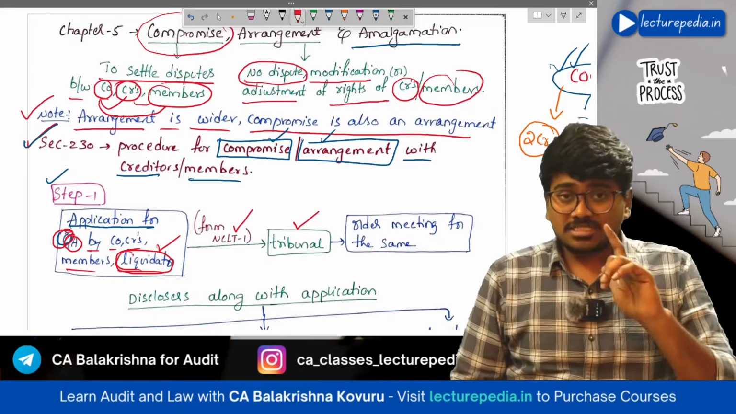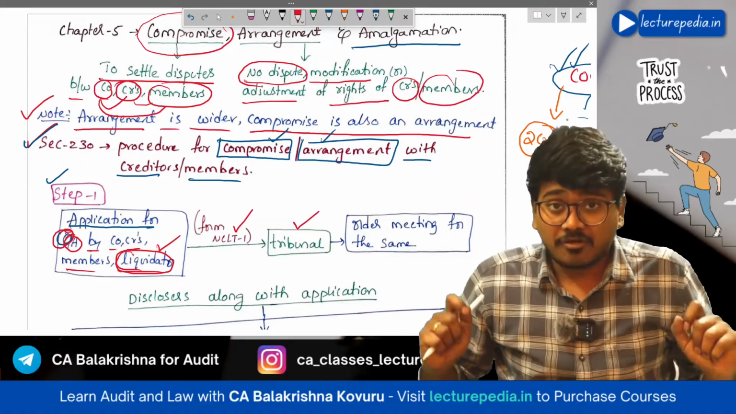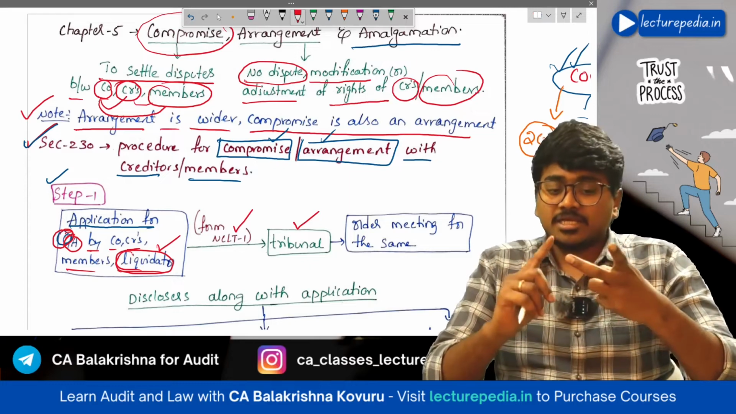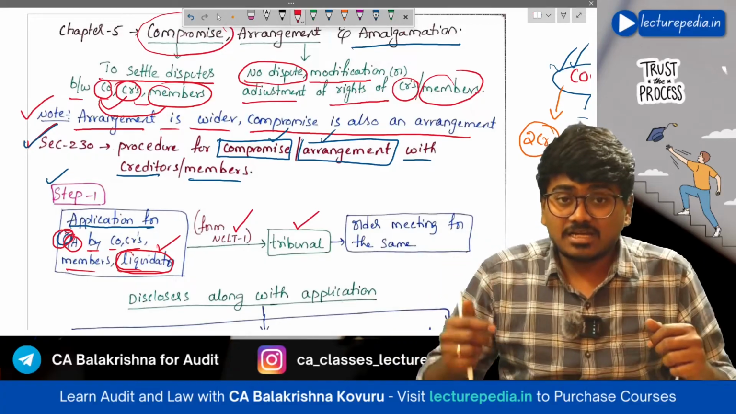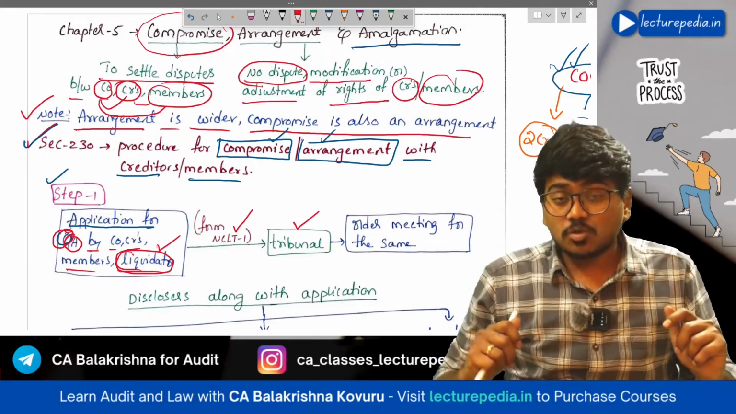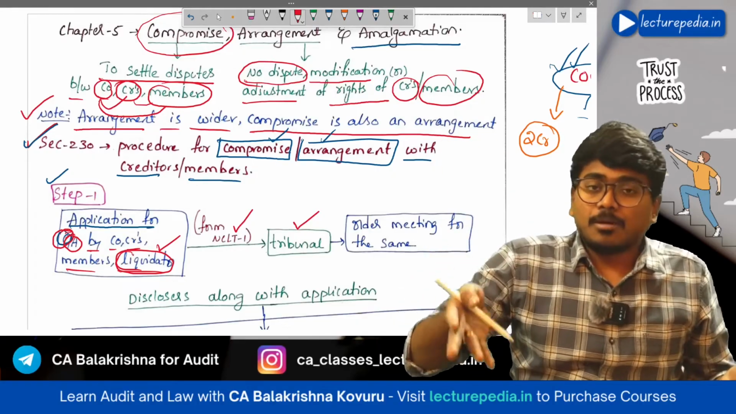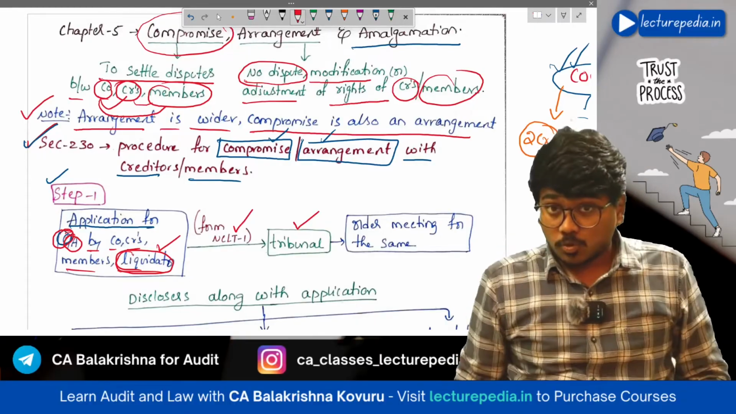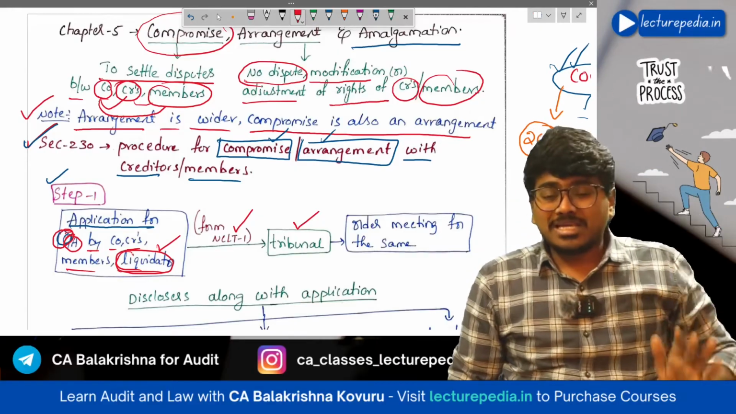Okay, so what is the first step? The first step is application for compromise or arrangement has to be filed. In which form? In form NCLT 1. By whom? Either by company, creditors, members or liquidator. To whom has the application to be filed? It has to be filed with tribunal. Once application has been filed with the tribunal, what will the tribunal do? Tribunal will order for conducting a meeting of either creditors or the members based on the parties involved in the compromise or arrangement. Now along with this application that you are filing with the tribunal, you should give the following annexures.